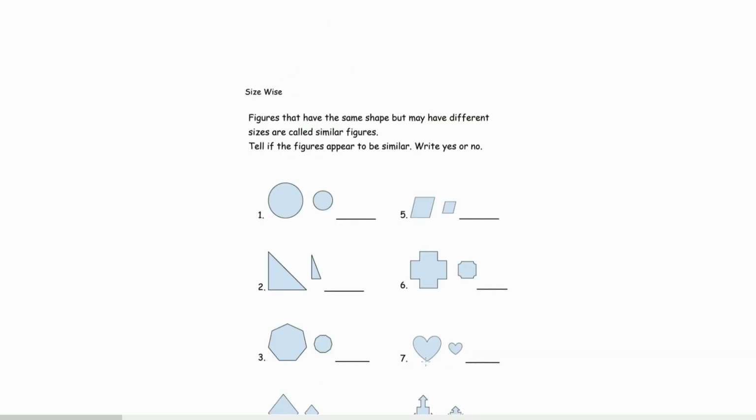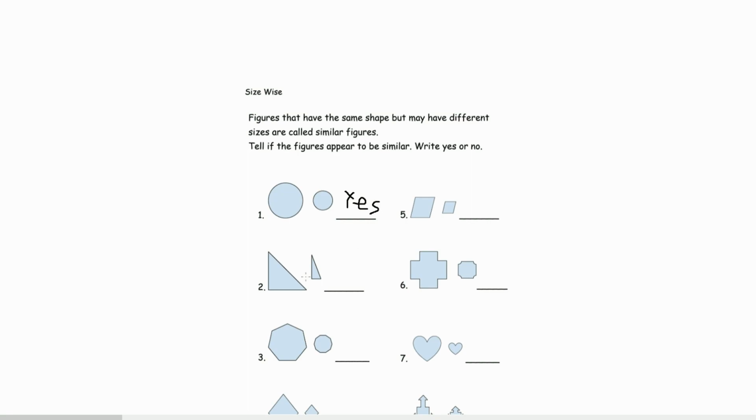Figures that have the same shape but may have different sizes are called similar figures. Tell if the figures appear to be similar. Write yes or no. For this one, we could see it's a perfect circle, and this one is also a perfect circle, but it's just scaled down. So yes, they are similar figures.